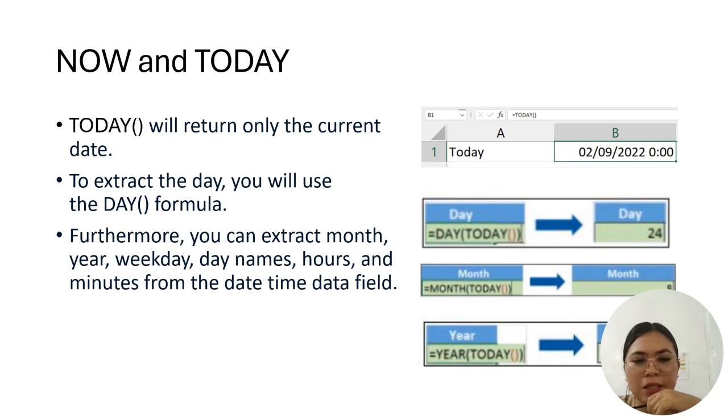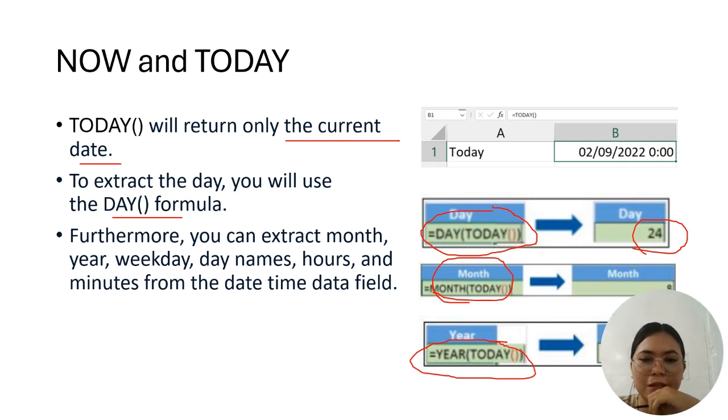In addition to that, TODAY will return only the current date. To extract the day, you will use the DAY formula. That is the formula to extract the date. And to extract the month, this is the formula. And for the year, this is the formula. We just put the TODAY formula inside the parentheses.